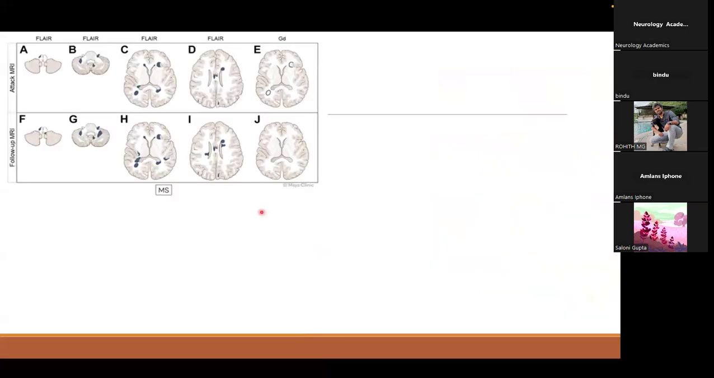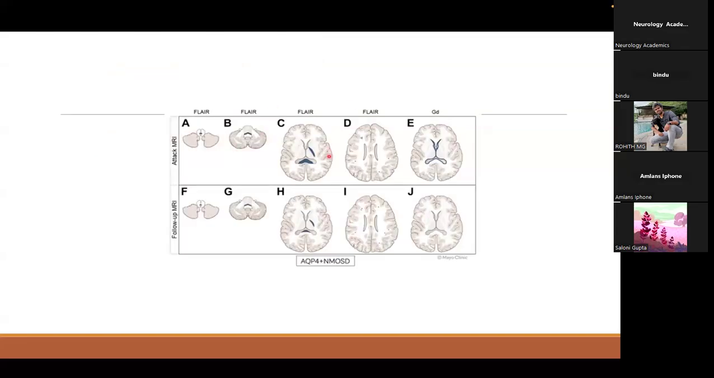And in the brain in multiple sclerosis, small periventricular lesions are there with open ring or ring type enhancement, and on follow-up, more lesions are there. And in NMOSD, on follow-up, the lesions will reduce in size with some atrophy, and non-specific white matter lesions can be more on follow-up. And this enhancement will disappear on follow-up.